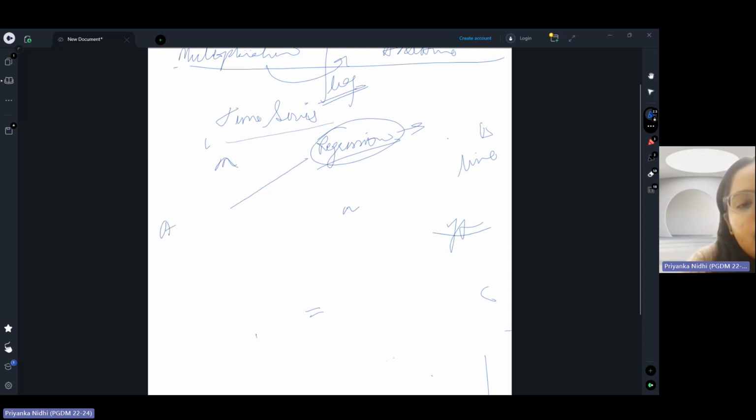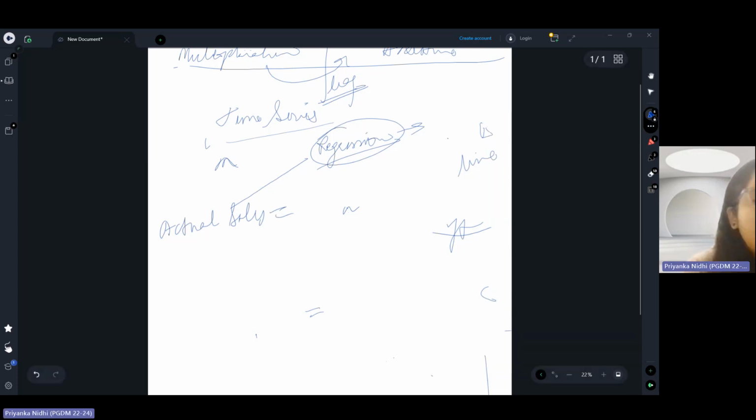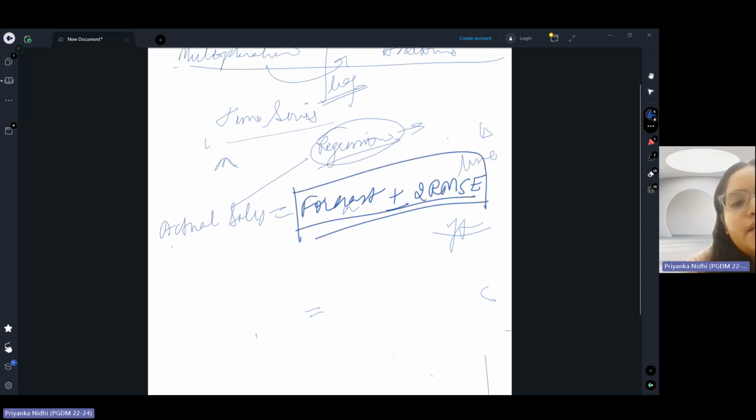And then we say actual sales as a formula. The formula: forecast plus minus RMSE. Okay. So we take this range while we are predicting the sales.